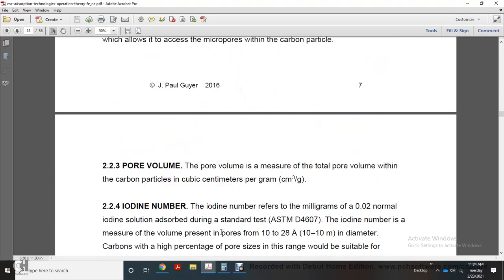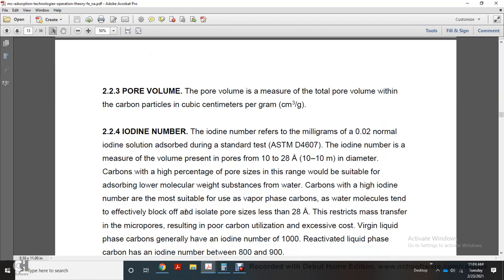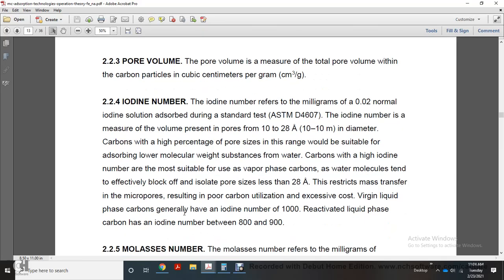Pore volume. The pore volume measures the total pore volume within the carbon particles in cubic centimeters per gram. Iodine number. The iodine number refers to the milligrams of 0.02 normal iodine solution adsorbed during the standard test ASTM D4607. Iodine number is a measure of the volume present in the pores of 10 to 28 angstroms diameter. Carbon with a high percentage of pores in this range will be suitable for adsorbing low molecular weight substances from water. Carbons with high iodine numbers may be more suitable for use in the vapor phase.